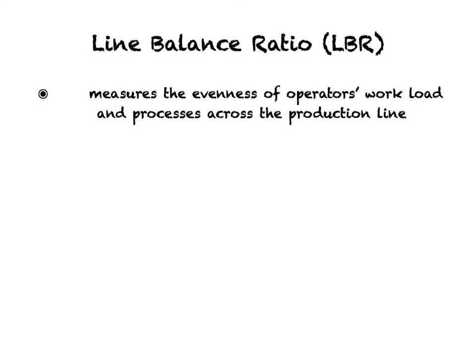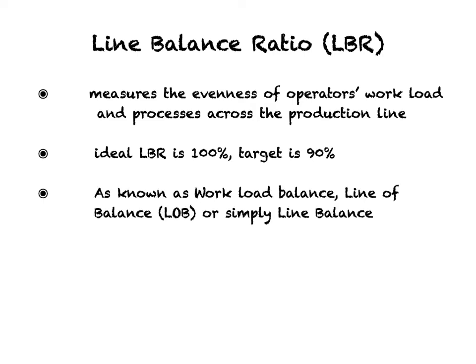The line balance ratio measures the evenness of operators' workload and processes across the production line. The ideal line balance ratio is 100%. The target line balance ratio is 90%. Line balance ratio is also known as workload balance, line of balance, or simply line balance.